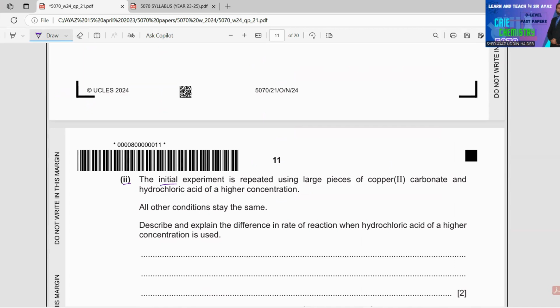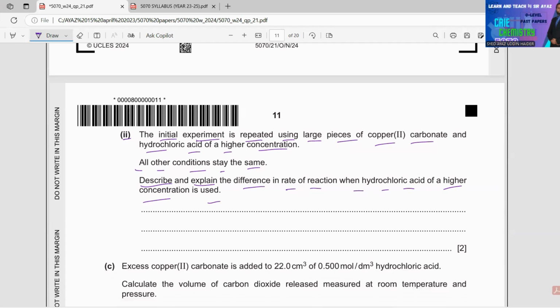Part 2. The initial experiment is repeated using large pieces of copper(II) carbonate and hydrochloric acid of higher concentration. All other conditions stay the same. Describe and explain the difference in rate of reaction when hydrochloric acid of a higher concentration is used. Definitely the rate increases, but you will not get marks for this. It's of 2 marks, so it's obvious that the rate will increase. You can write either the reaction is faster or the rate increases.